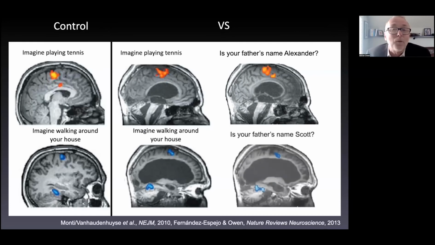But let's compare it with another condition. We asked him, is your father's name Scott? And in this case, he produced a very different pattern of activity, the lateral premotor cortex and the parahippocampal gyrus, clearly indicating that he was imagining walking around his house, because he had to imagine walking around his house in order to convey a no response. And we went back and checked with the family, and it turned out, yes, his father's name was Alexander and his father's name was not Scott.